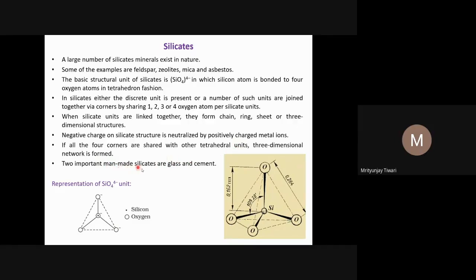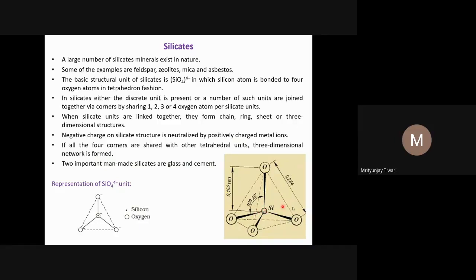The two important man-made silicates are glass and cement, and a three-dimensional network is formed. One can also have a representation of silicates, the monomer unit, and this structure we see can be shown like this as well. You just rotate this structure so that this oxygen comes exactly below the silicon, and it goes beyond to the opposite side of the observer.